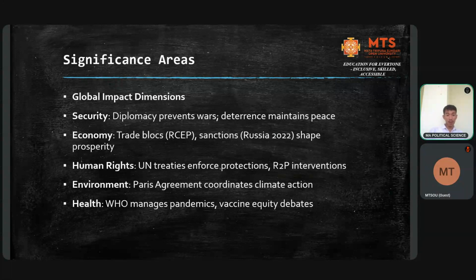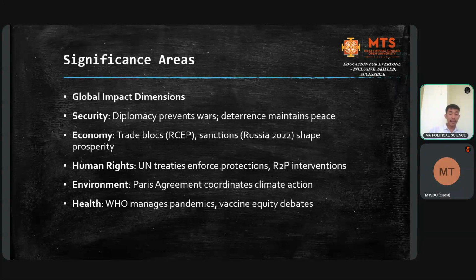There will be trade blocks, RCEP, sanctions, Russia 2022, safe prosperity. Okay, so these are just trade groups which also help in maintaining prosperity. Okay, business group. Human rights. Human rights is very important. It helps in human protection. So human rights is very much important when you're talking about international politics.